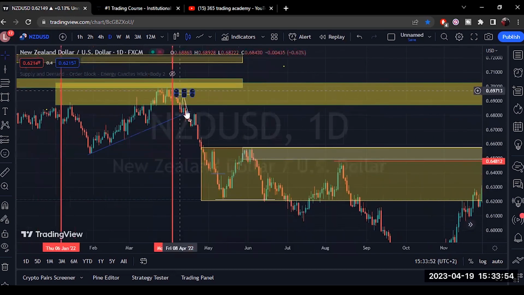Look at this. Valid supply respected. Valid supply respected. Price comes in. A valid supply respected. Price stops here. Valid supply respected.